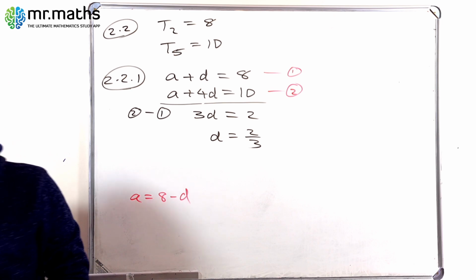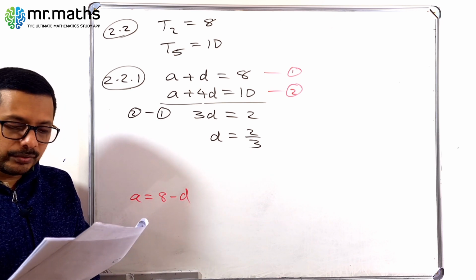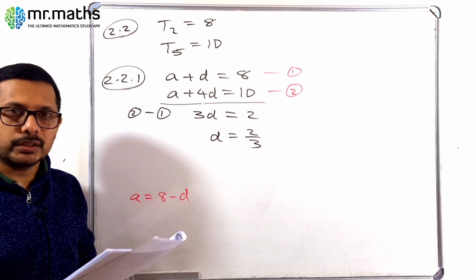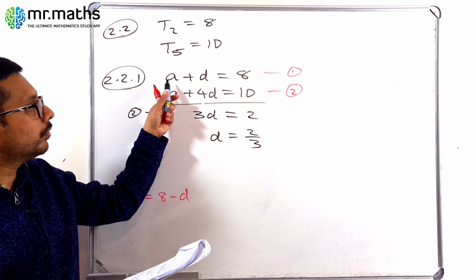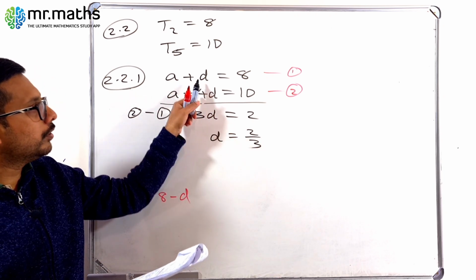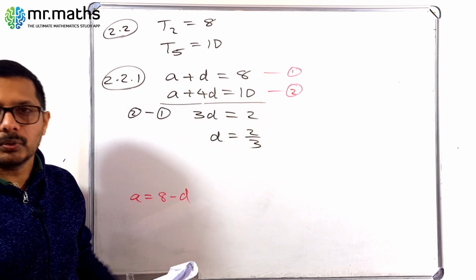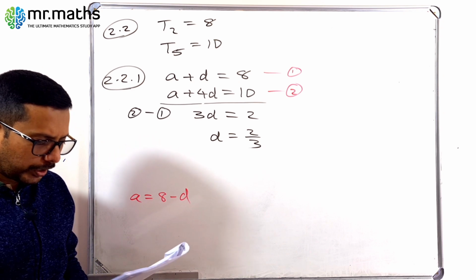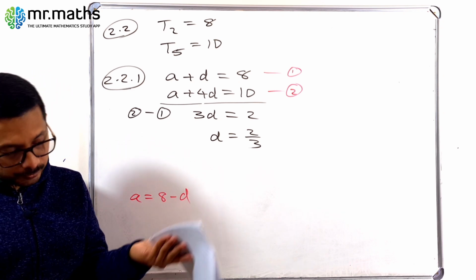What is the question? Question number 2.2.1. Determine the common difference of this sequence. So what is the common difference? 2 over 3. In case you want to find the first term, what you have to do? Here D is 2 over 3. You substitute here, A plus 2 over 3 is equal to 8. Then you have to find the value of A. Anyway, in this question you have to find the common difference only.